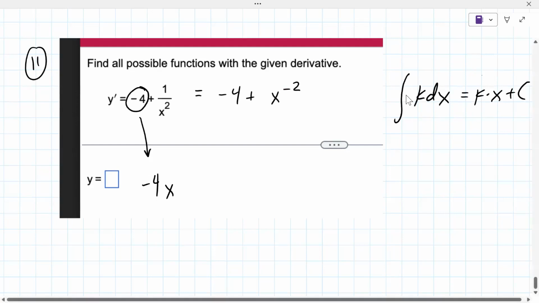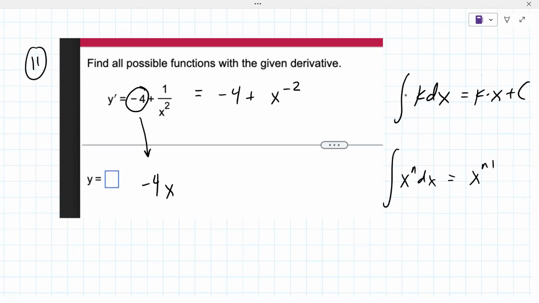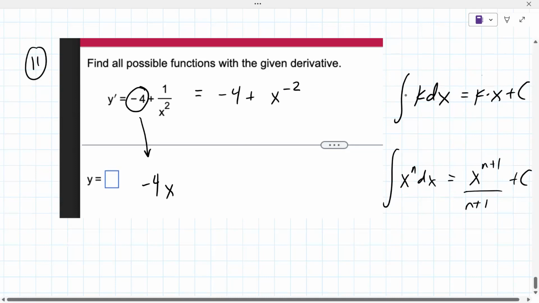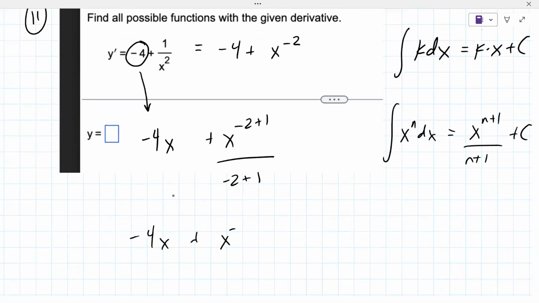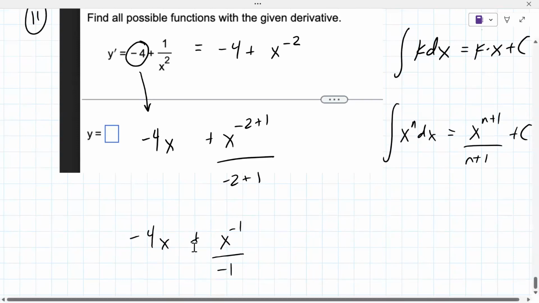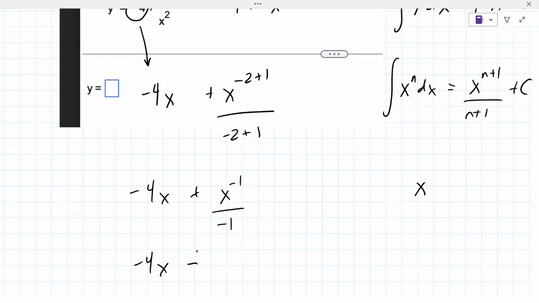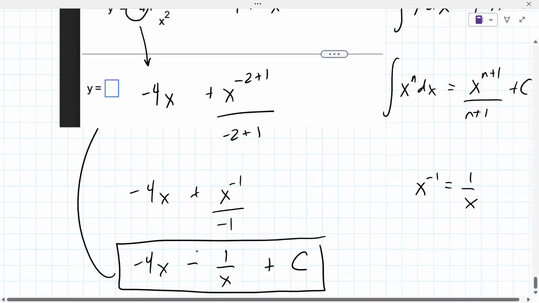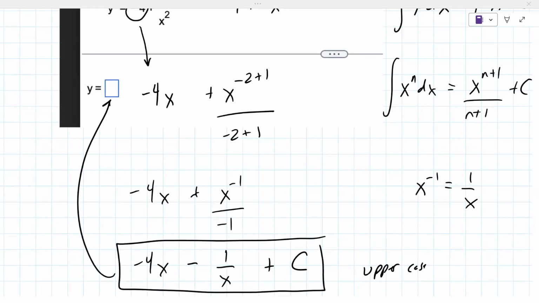Just like before, the integral of x to the n dx, you add 1 to the exponent and divide by the new exponent. It's okay at first to show it this way so that you get comfortable with it. So it's -4x plus x to the -1 over -1. Then you can bring this -1 in front, so it becomes -4x minus, and x to the -1 is really 1 over x. So you can write 1 over x, but you cannot forget that plus c. It's usually uppercase. I should have said that in the previous problem. I don't know how your system takes it, but yeah, it's uppercase.